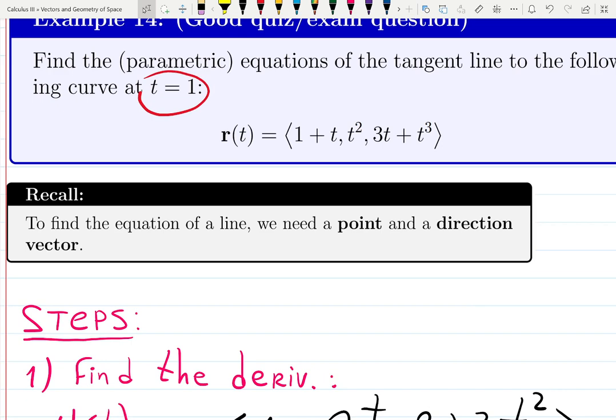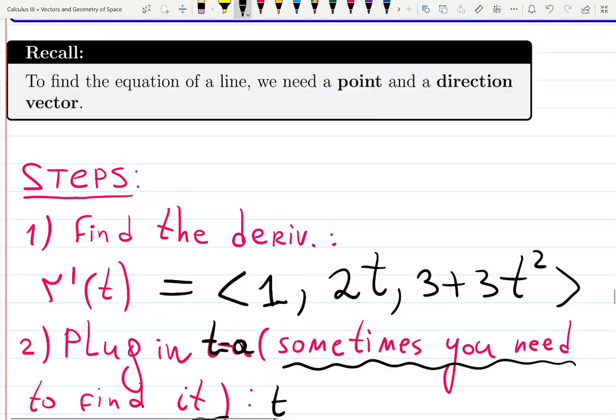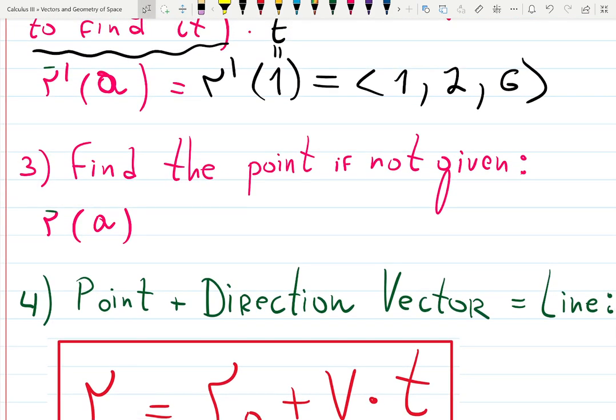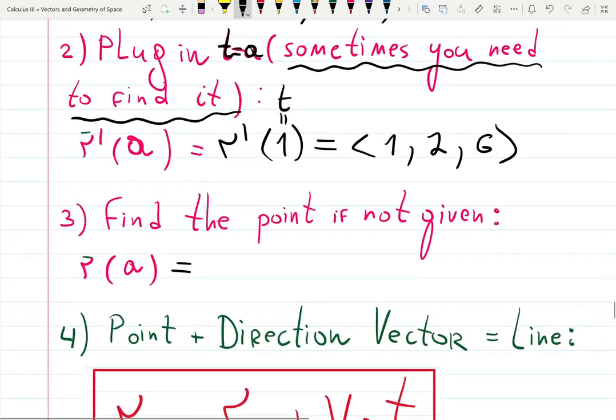Sometimes they give you 5, 7, 10, but in this case they gave you t. To find the point, you need to plug it into the original. It's exactly what we did in the two-dimensional case. Sometimes they give you y sub 0, sometimes they don't. This is exactly the corresponding idea of y sub 0. You need to find it if it's not given.